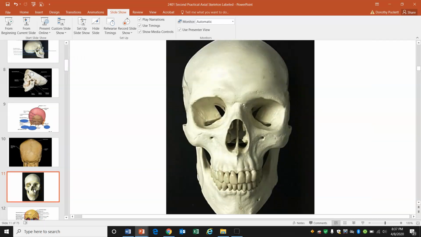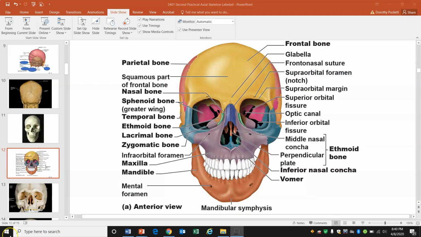Here is the anterior view of the skull. We see the frontal bone, and we can see nasal bones, the maxilla, and the mandible. On the medial side of the orbit, you can also see lacrimal bones. Here is the picture of the anterior view of the skull in your lab manual. So some other parts I can point out to you are the nasal bones.